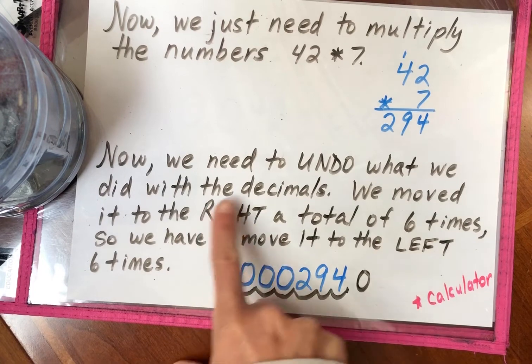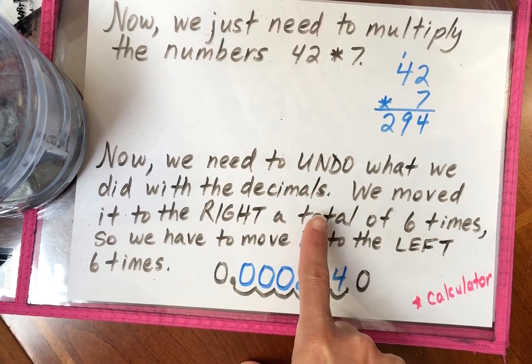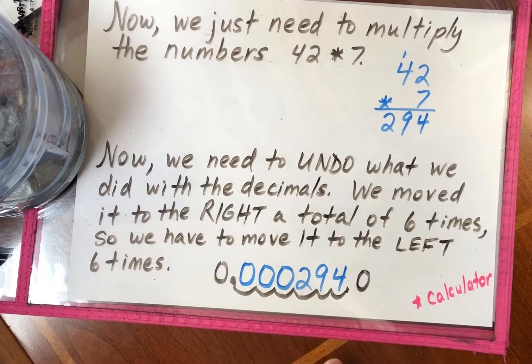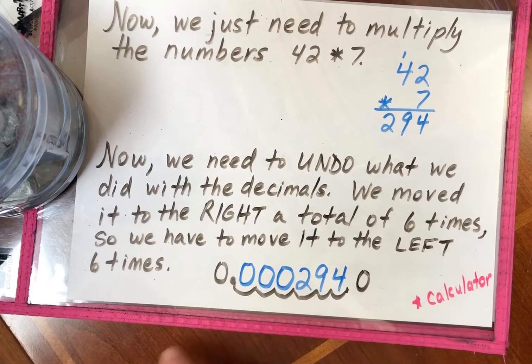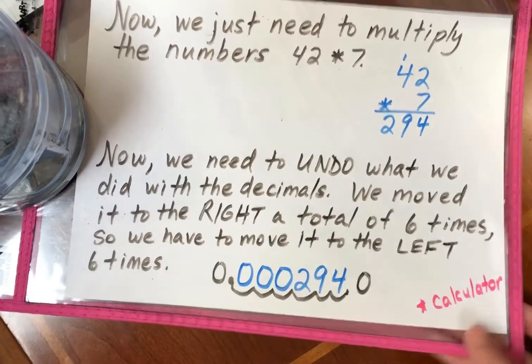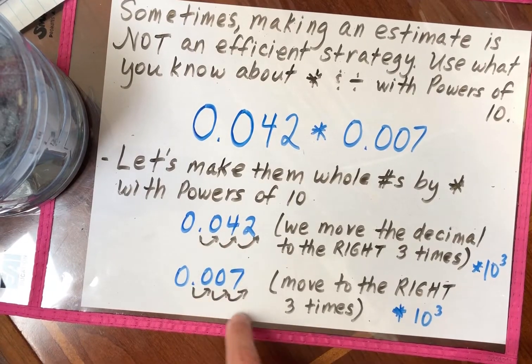So now we need to undo what we did with the decimals. Before we multiplied by 10 to the third power for both factors, so now we need to divide by 10 to the third power to undo what we did, right? So we moved the decimal to the right a total of 6 times. We went 1, 2, 3, 4, 5, 6.